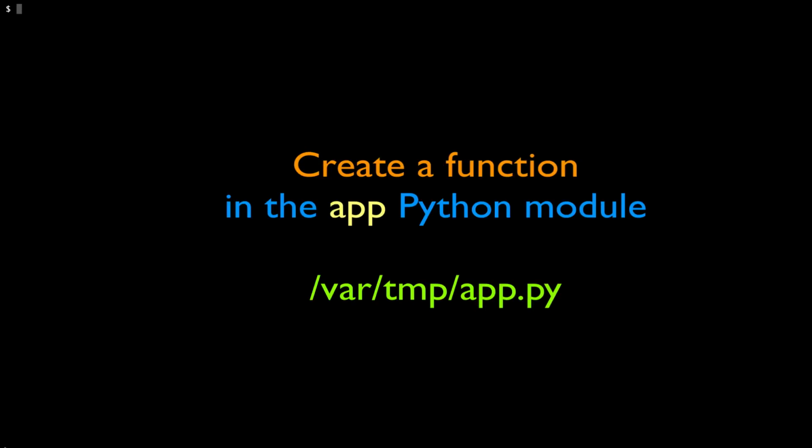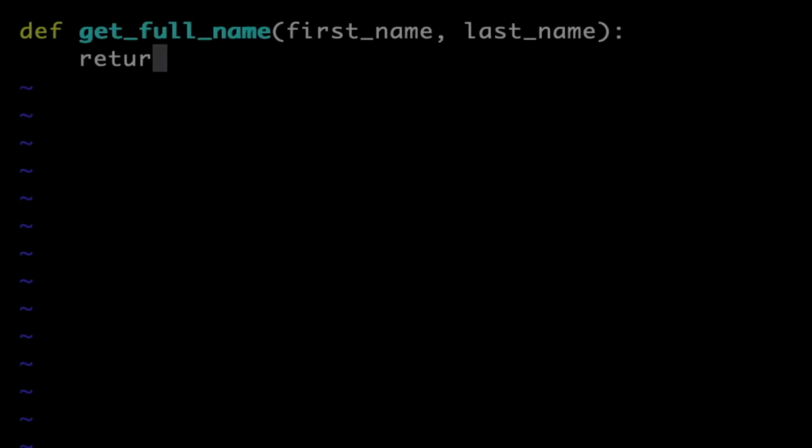To see the difference between the two types of files, let's first create a Python module in a file called app.py. For all the examples in this video, I'm creating app.py inside the directory /var/tmp. Also, app.py contains code for the app module, and in this example it contains a single function.